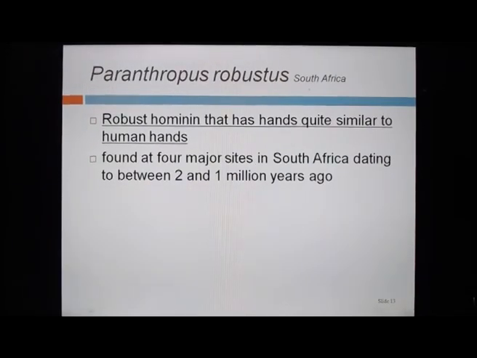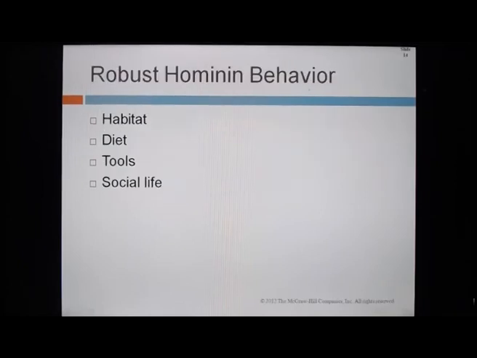Paranthropus robustus. Robust hominid that has hands quite similar to human hands. That's kind of interesting, but it has to do with the difference in bony placement between the index finger and the thumb. The film at the end of this presentation will talk about that a little bit. Found at 4 major sites in South Africa. Paranthropus robustus is from South Africa, dating between 2 and 1 million years.